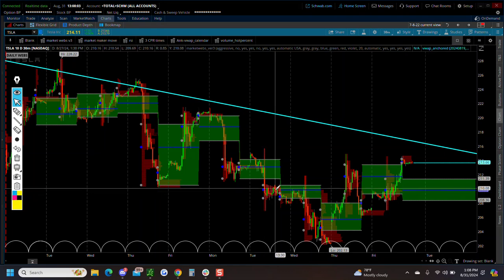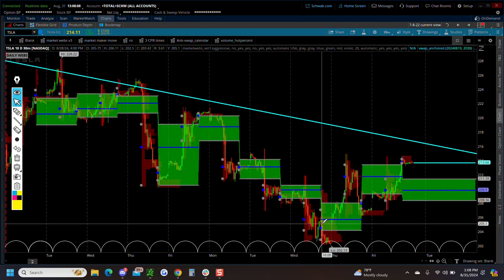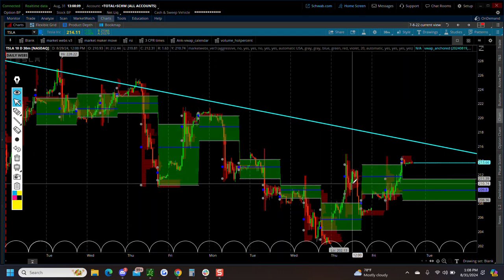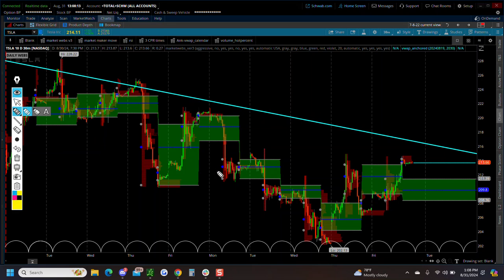So we have a B profile, baby B profile that told us to go short, which would have worked out. So right there, you had a B profile here, B profile here, two back to back. So that told us to go short.